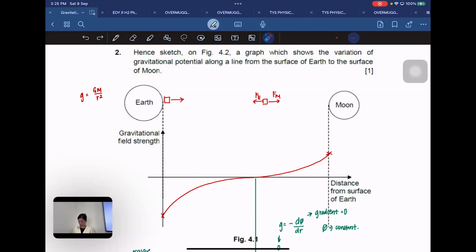Wait, so why is it negative for Earth and yet positive for Moon? Because your object is moving in the opposite direction to the gravitational field strength of Earth. Imagine you have an object moving from here to here. You take it that, because you want to draw the gravitational field strength variation from here to here, there is an object here moving towards this direction. What is the gravitational field strength experienced by this object? Sorry, but what if the object is moving the other way? From the Moon to the Earth?